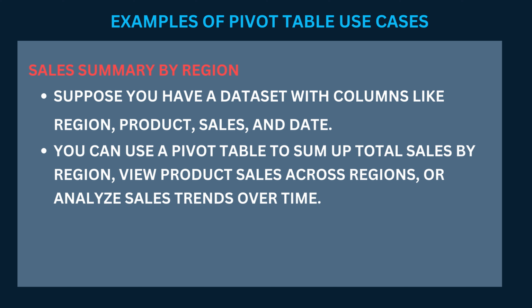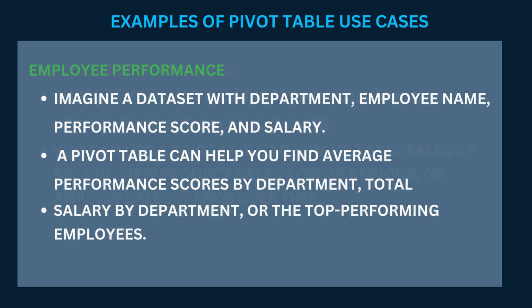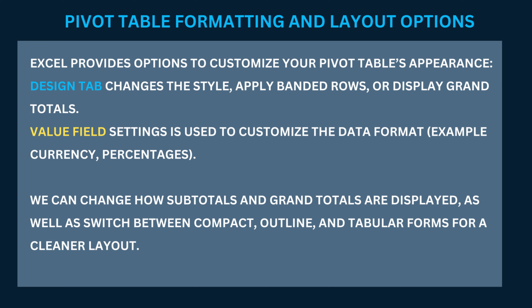Let's take an example of pivot table use cases. Example 1 is sales summary by region. Suppose you have a dataset with columns like region, product, sales, and date. You can use a pivot table to sum up total sales by region, view product sales across regions, or analyze sales trends over time. Example 2 is employee performance. Imagine a dataset with department, employee name, performance score, and salary. A pivot table can help you find average performance scores by department, total salary by department, or the top performing employees.